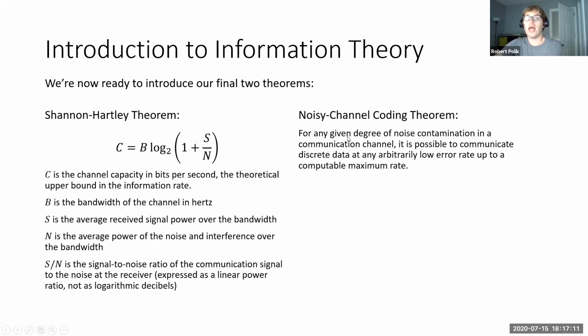So for any given degree of noise contamination in a communications channel, it is possible to communicate discrete data at an arbitrarily low error rate up to a computable maximum rate. So what this is saying is, even if we have a crazy amount of noise and not very much signal, we can basically do Nathan's strategy, or a more efficient version of Nathan's strategy, and transmit data slower.